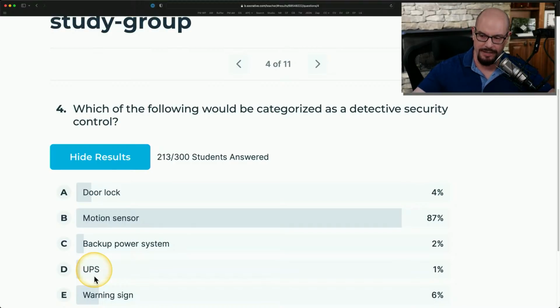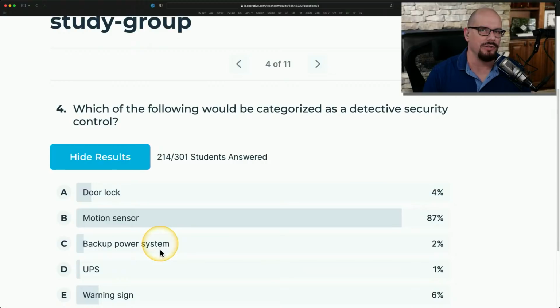We can go through all the control types to see which ones you're most interested in after this, but that's the one that I would probably focus on, avoiding the idea of a UPS being detective. It's almost the same as a backup power system. I put both of those in there because, of course, backup power systems work very similar to a UPS. Most of the time, they're using something like a generator to provide the power, but a UPS could also be a category of backup power system. So both of those are effectively the same, and they are effectively not what we're looking for. Neither of those is a detective security system.